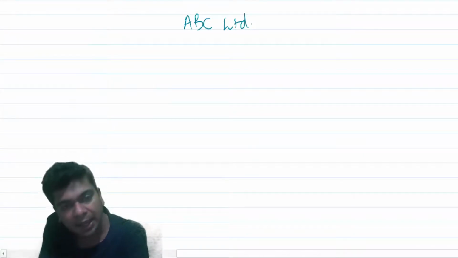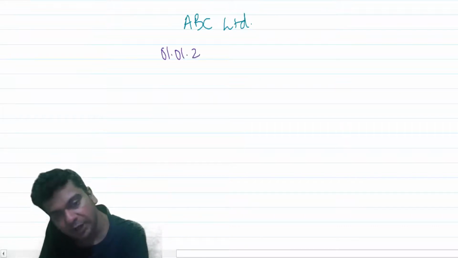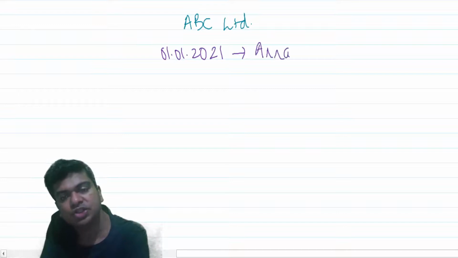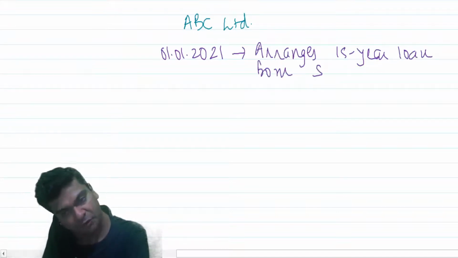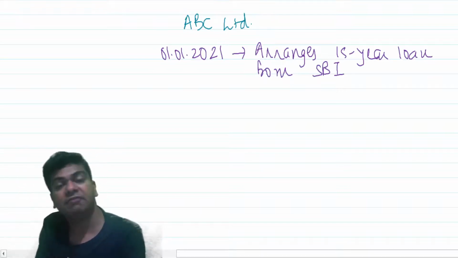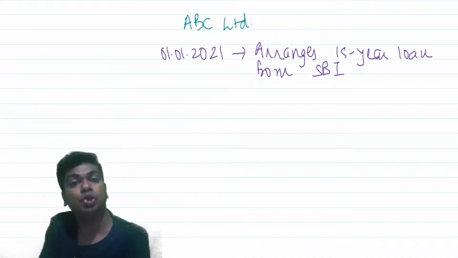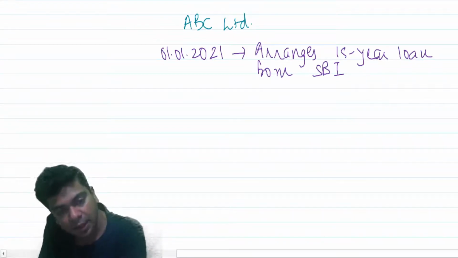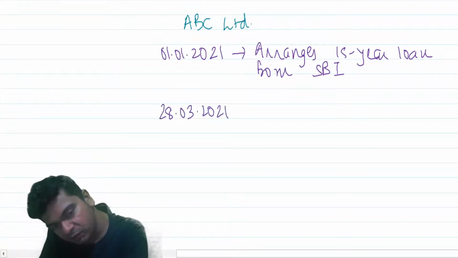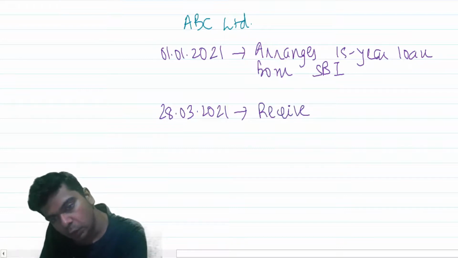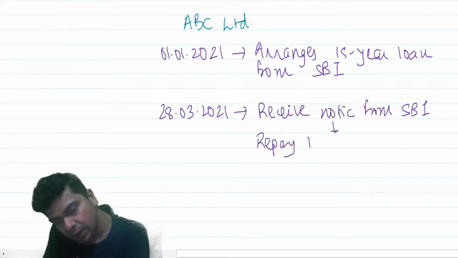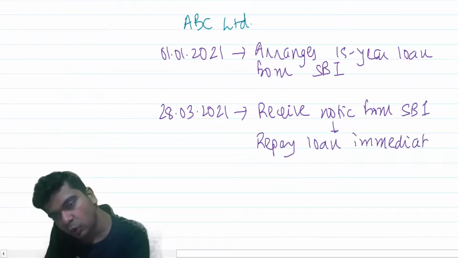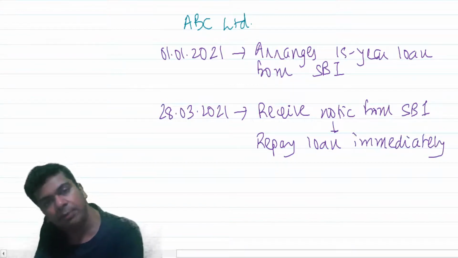Let us take a case of a company, let's say ABC Limited. ABC Limited, on 1st January 2021, arranges a 15-year loan from SBI. Now, if it is a 15-year loan, then definitely this is a long-term loan. If it is a long-term loan, I would like to show this as a non-current liability. Now, on 20th March 2021, you receive a notice from SBI. And the notice from SBI is to repay the loan immediately. This is the notice that we are getting from our bank: immediately come to the bank and repay the loan.